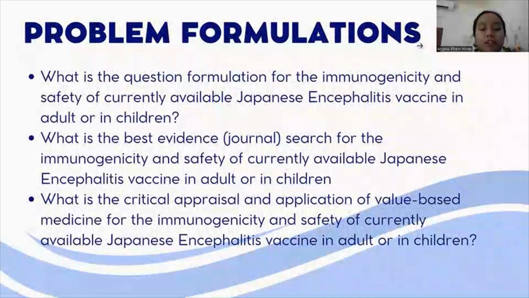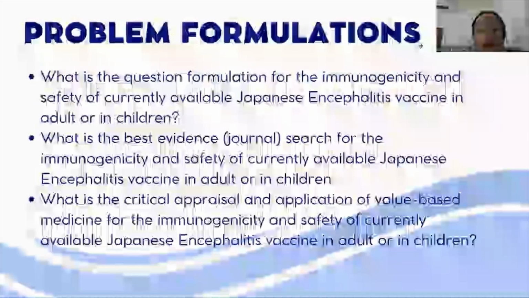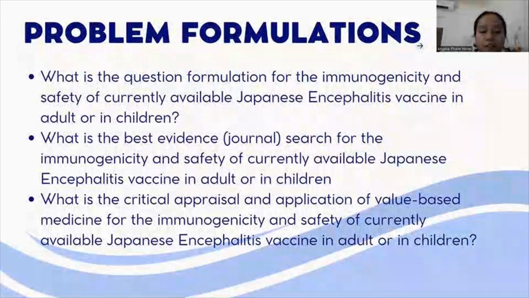So I will continue the student project presentation by mentioning the problem formulation. The first one is: what is the question formulation for the immunogenicity and safety of currently available Japanese encephalitis vaccine in adults or in children? The second one is: what is the best evidence or journal search for the immunogenicity and safety of currently available Japanese encephalitis vaccine in adults or in children? And the last is: what is the critical appraisal and application of value-based medicine for the immunogenicity and safety of currently available Japanese encephalitis vaccine in adults or in children?